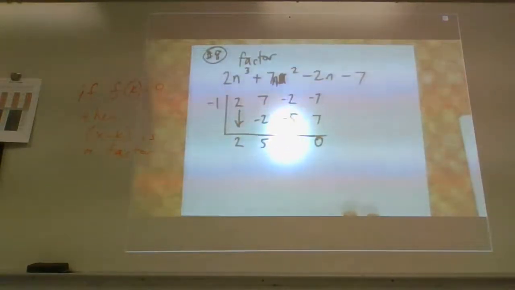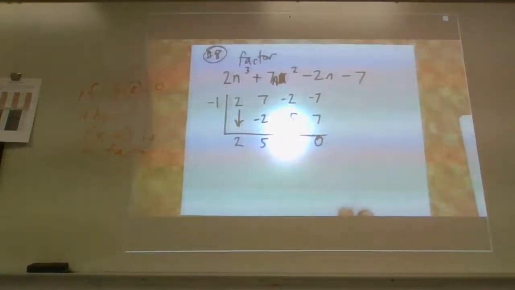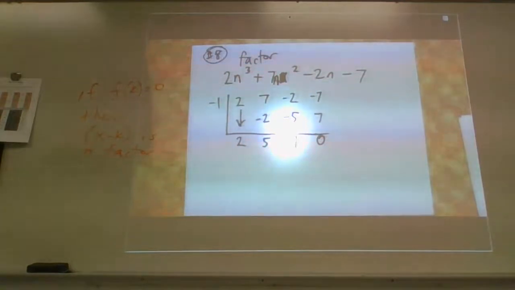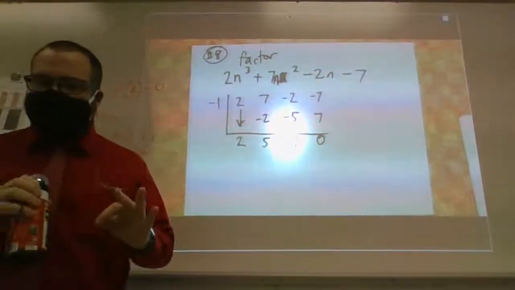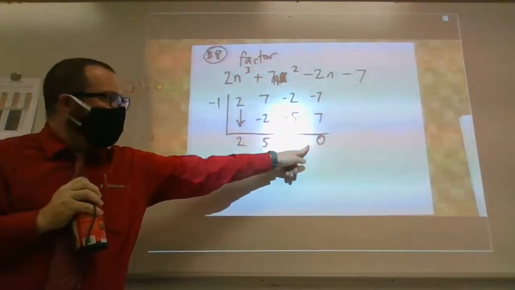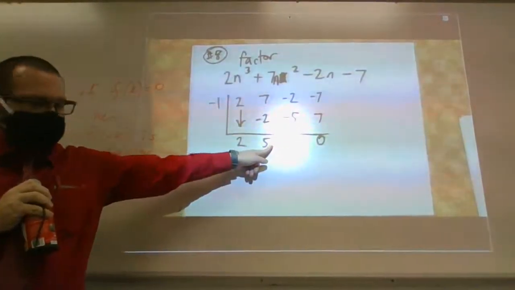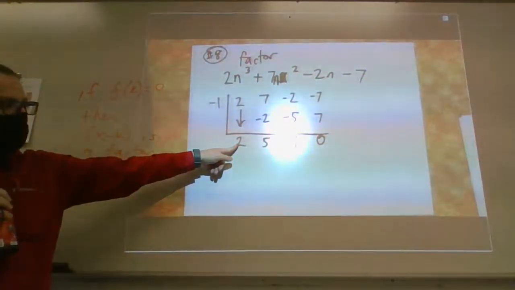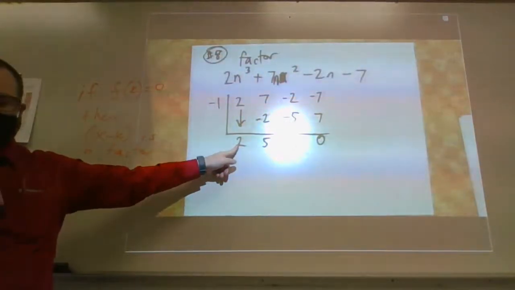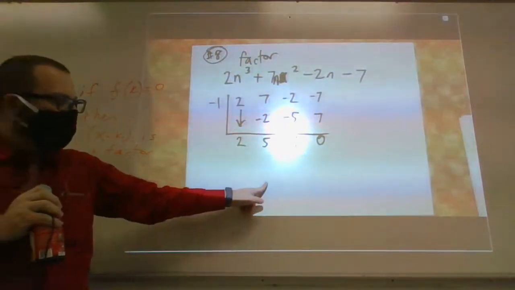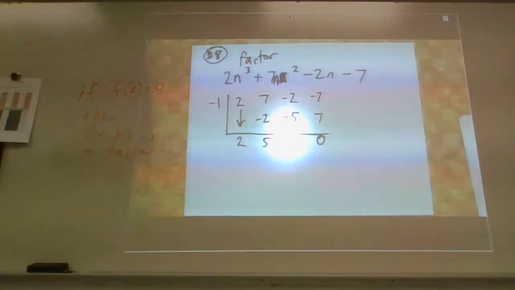And what was the second number you said? +1. Okay, so now here's the deal. We're whittling this thing down. I'm going to take a little bit of a shortcut right here. Right here, that's your remainder. You get a remainder of 0. Then you got a constant, then you got an x, then you got an x squared. I'm not going to write the equation. Instead of writing the equation, I'm going to do another synthetic bar here.